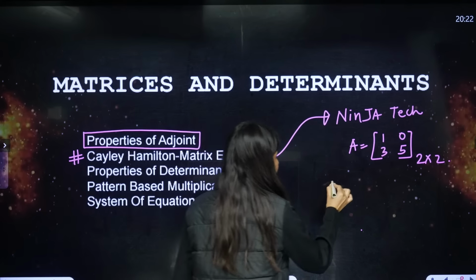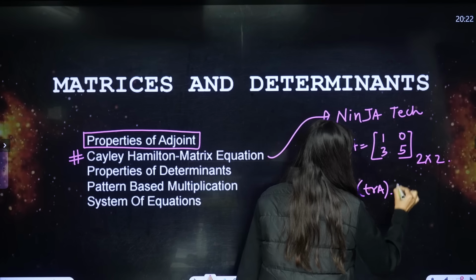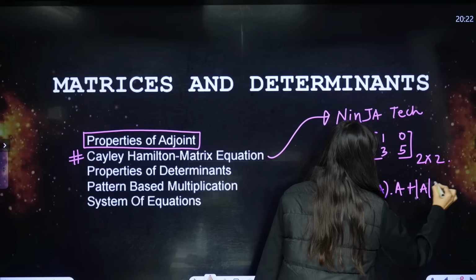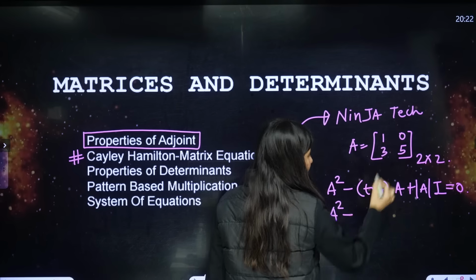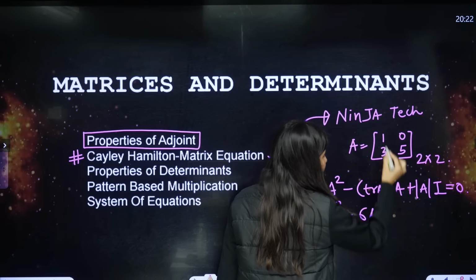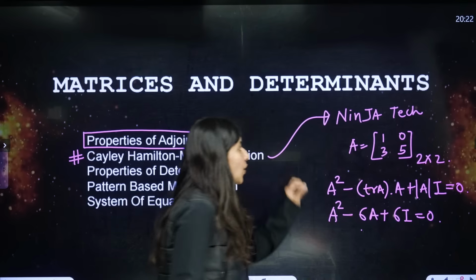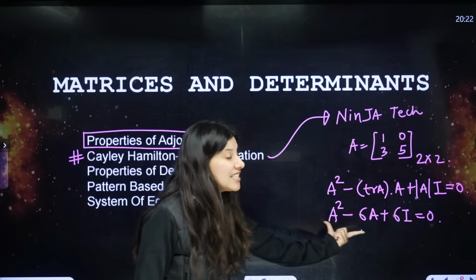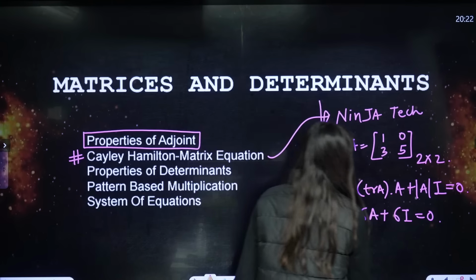What is that equation? A square minus trace of A into A plus determinant A into I is equal to 0. A square minus 5 plus 1, 6A plus determinant, this is 6I, is equal to 0. So you should know how to write this degree 2 equation in matrix. This is the technique which you all should remember.